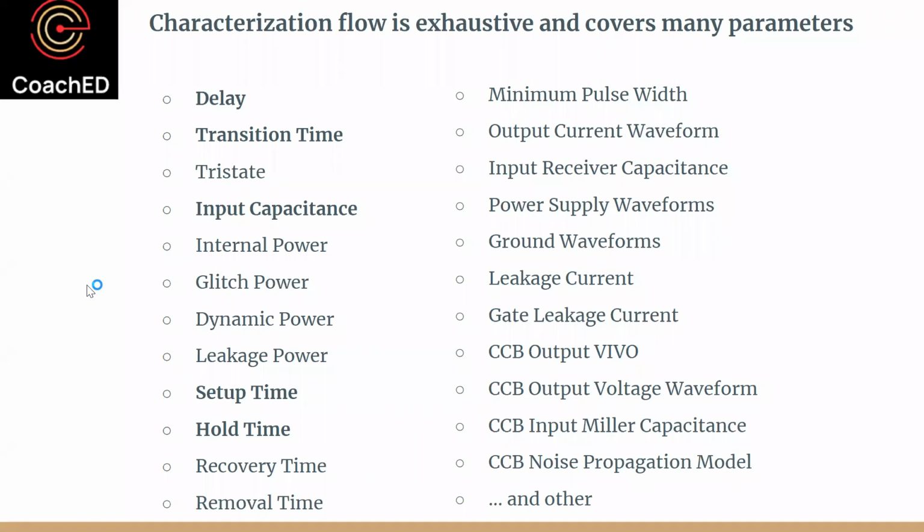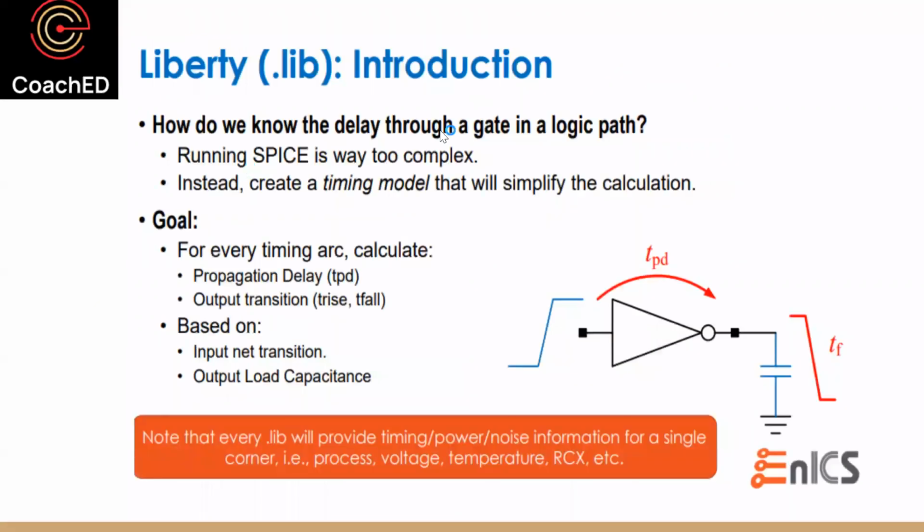So I talked about the Liberty format or .lib, right? I just described this. This is sort of another view of it. You are varying the input transition, and you are varying the output load. There is a propagation delay. You have a transition time. It could be a fall time if the input is rising, if it's an inverter. Similarly, if the input is falling, you would have a rise time. And as we discussed this already, we will skip this slide.